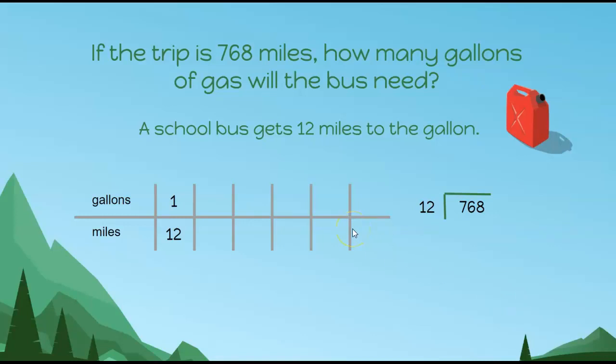But we have a list to do. We have a way of doing it, so you can explain it to them later. And we have our 1 gallon, 12 miles. I don't want to double and double. I got to get to 768, guys. So what are we going to do?